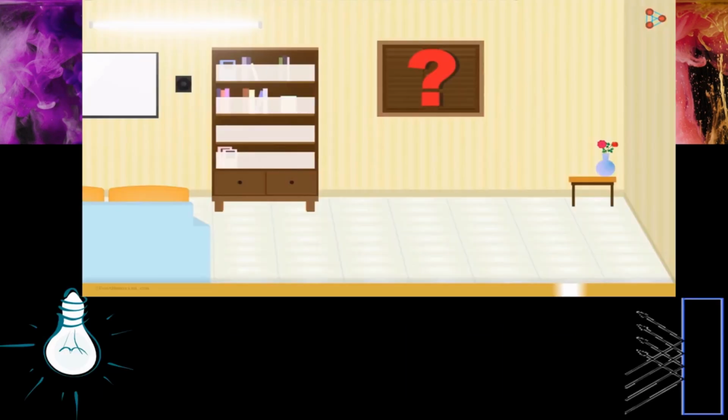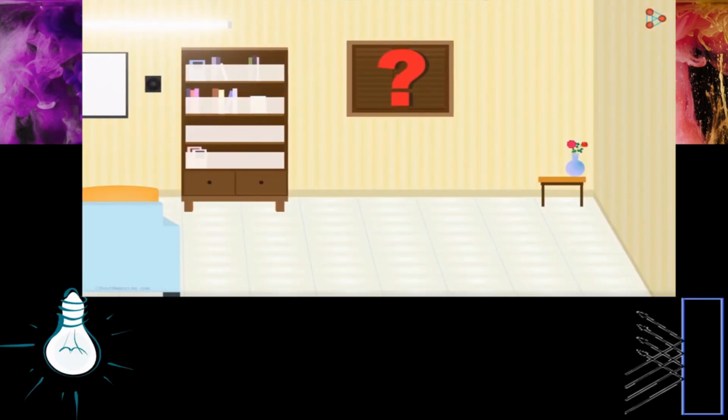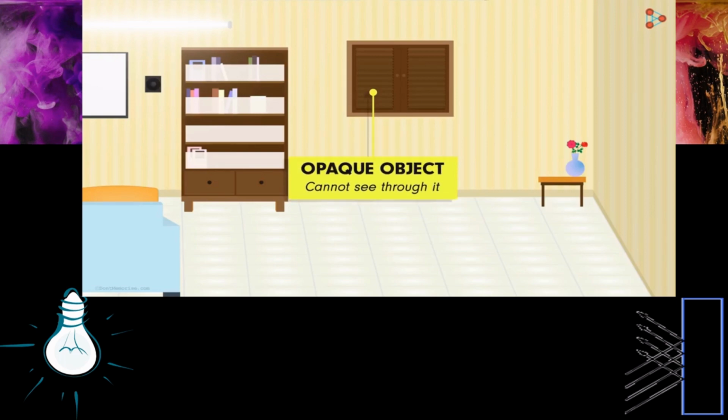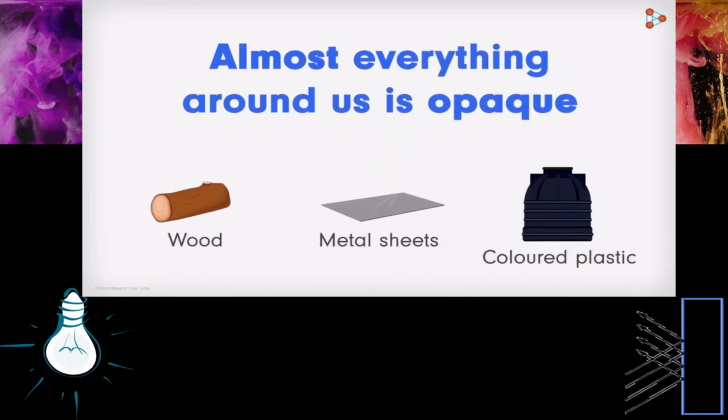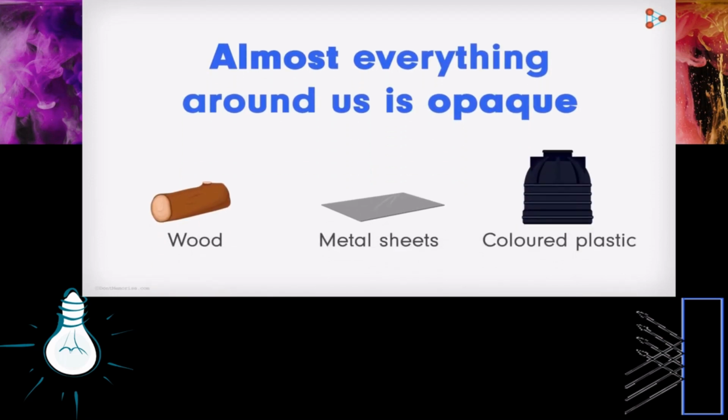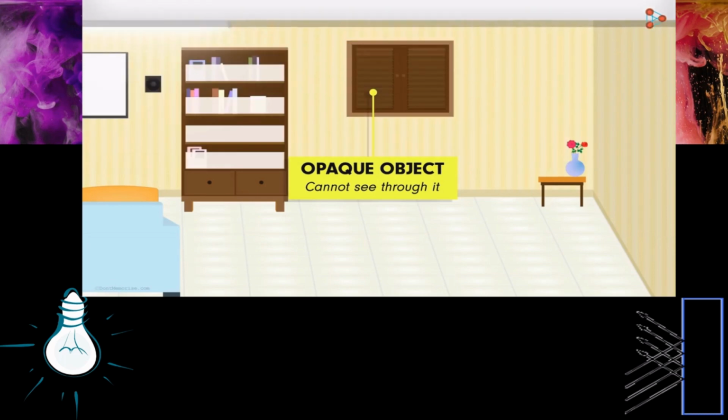Can we see the objects outside the window? Nope, we can't. But the question is, why? It's easy, because the light from the outside of the window does not reach us. The wooden window blocks this incoming light. Such objects are called opaque objects, and they are very large in number. Almost everything around us is opaque if you think about it. Wood, metal sheets, colored plastics, and so on.